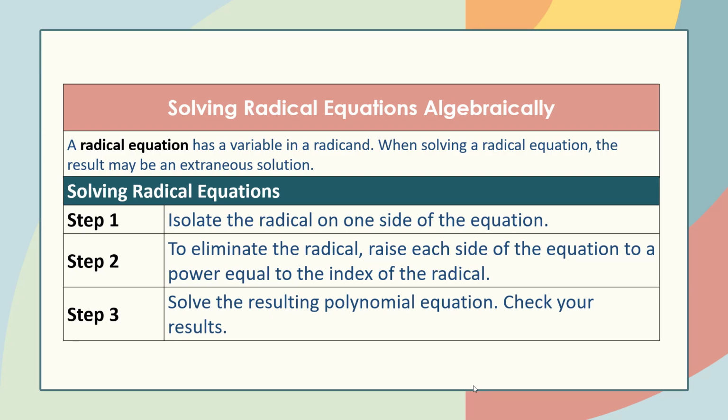So that means you'll use inverse operations to get that radical by itself. So that means you want to look outside of the radical and undo anything that's with that. And then to eliminate the radical, we raise each side of the equation to a power equal to the index. So square root, square power, cancel each other out. Cube root, cube power, cancel each other out.